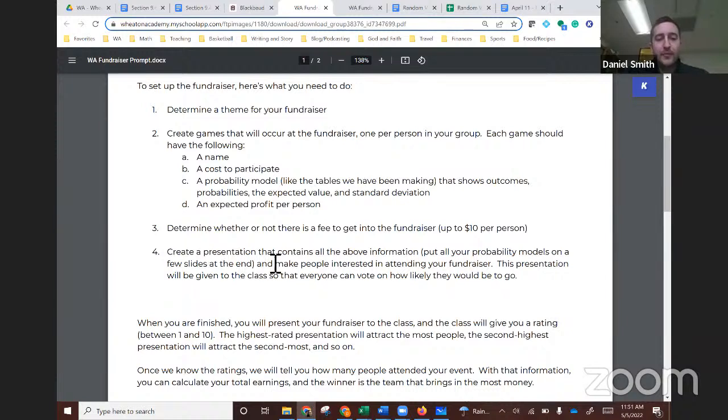Then you will create a presentation that contains all the information, but put your probability models at the end. Don't include those in your main presentation. That's just for me to see. Okay. And you're going to try to get people to be interested in your fundraiser. Let me show you 2 from last year. Again, I'm not going to tell you what they got.